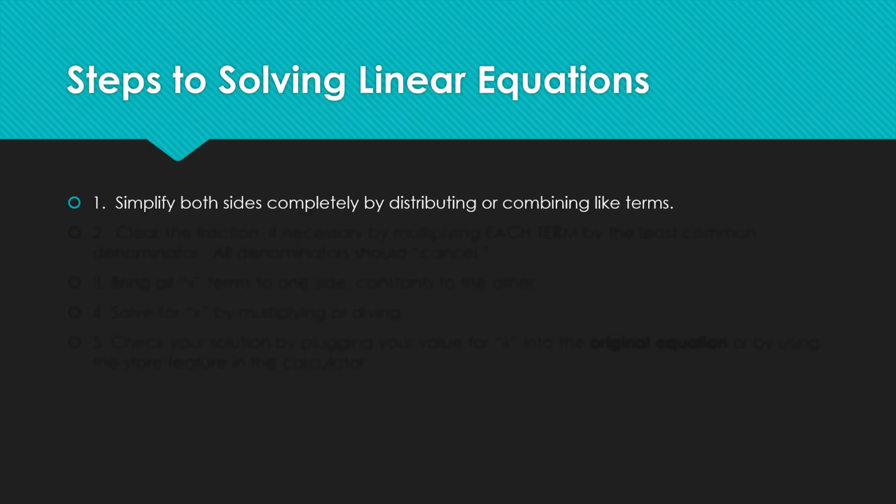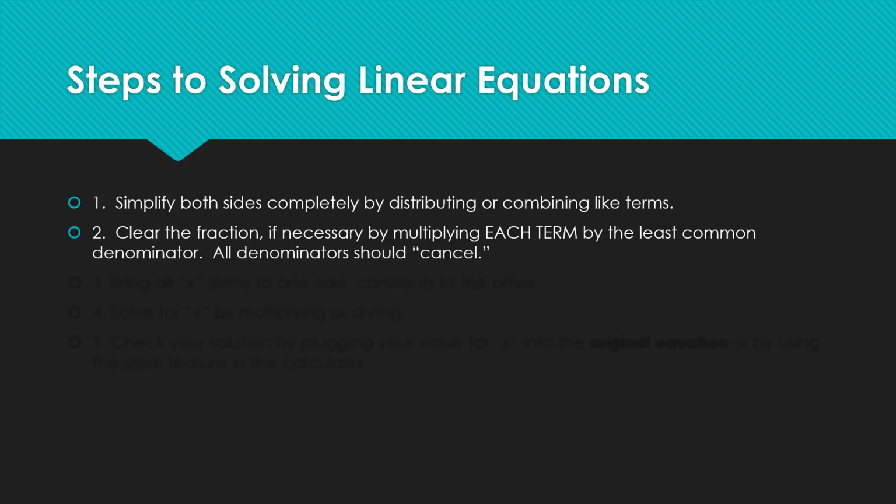So the first step is to simplify both sides completely by distributing or combining like terms. In the future, there may be some more complicated things to this, but for now, this is all that we have. The second step is to clear the fraction, if necessary. There may not be a fraction to clear.